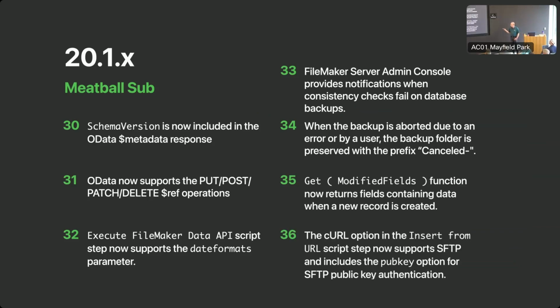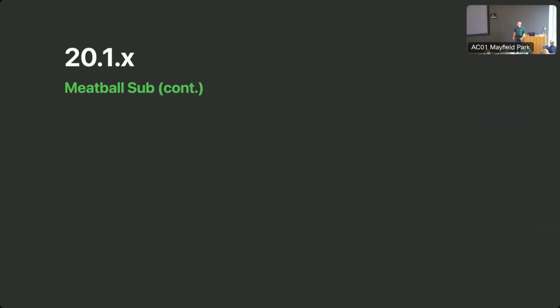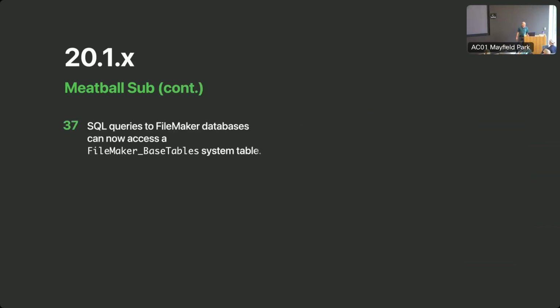The curl option for the insert from URL script step now supports SFTP and includes that pub key option for SFTP public key authentication. So if you're doing a lot with secure files, that's something that's going to be helpful. And then let's see what more meatball subs.